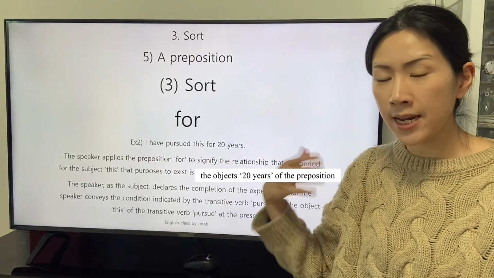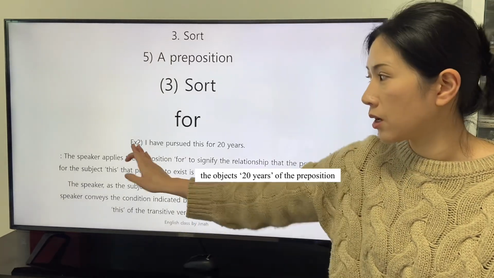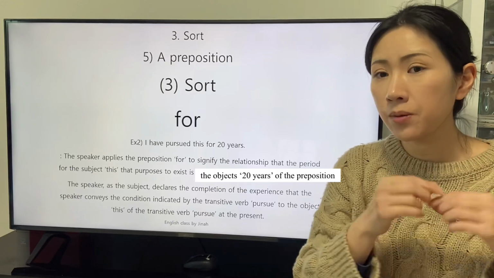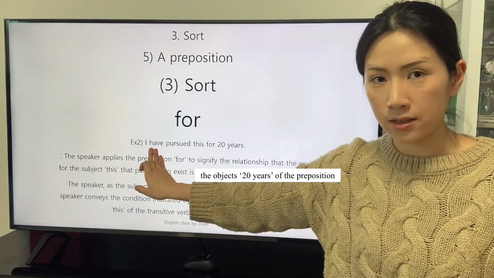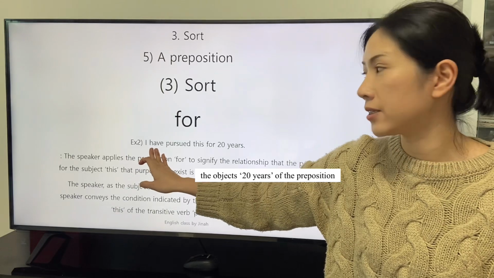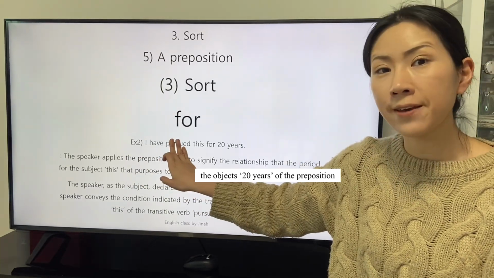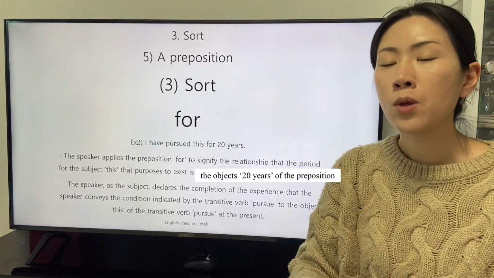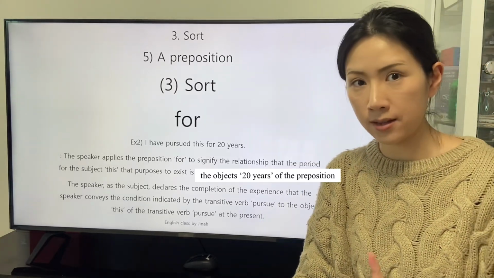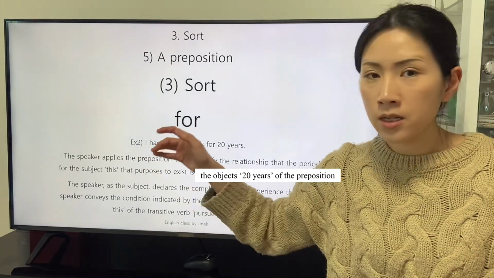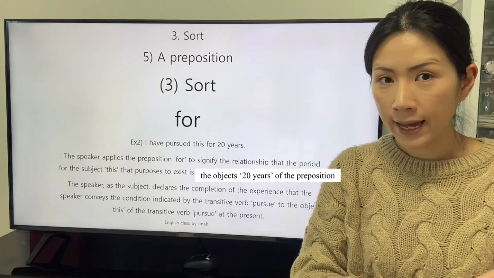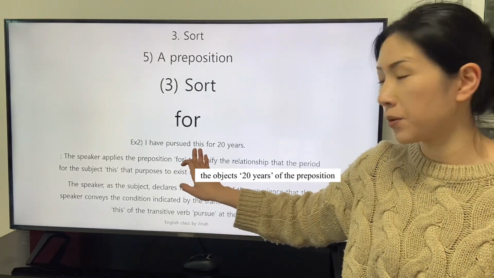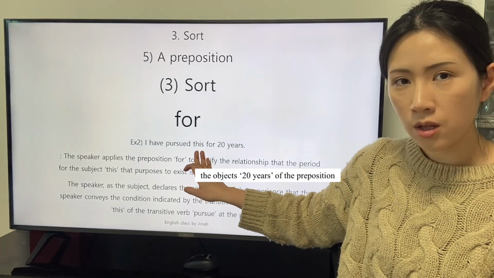This clause is stated in the perfect tense. The speaker declares the experience of the speaker is complete at the present. The speaker declares that the condition indicated by the transitive verb pursue actualized or actualizes more than once until the present. During the period when the experience of the speaker has actualized, the object of the transitive verb this has gotten the condition.